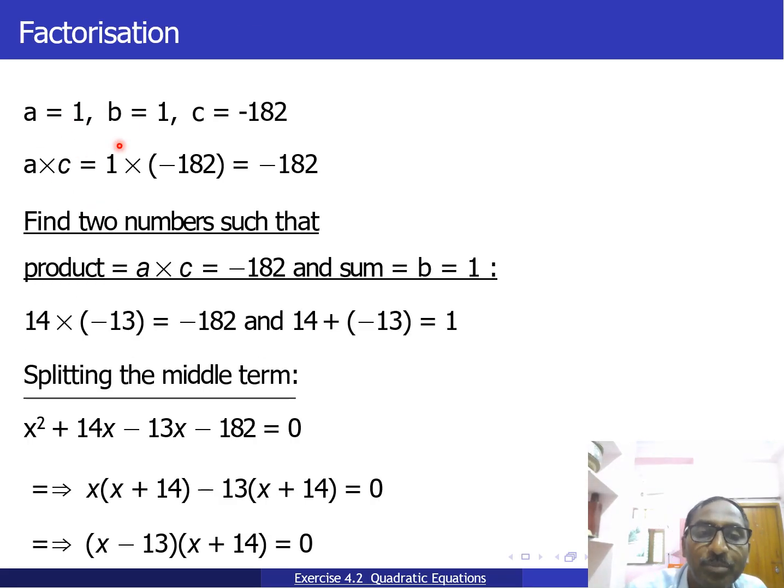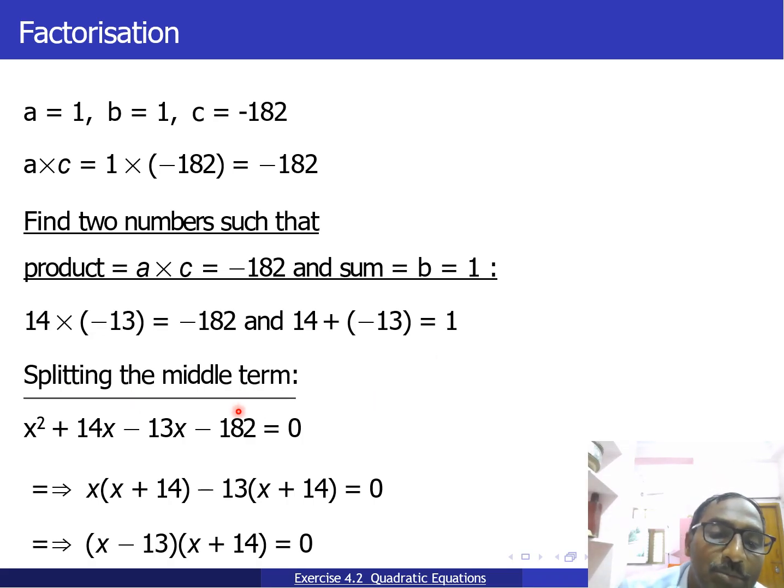So a equal to 1, b equal to 1, c equal to minus 182. A times c gives minus 182. Find two numbers such that the product equals minus 182 and the sum equals 1. So 14 times minus 13 gives minus 182, and 14 plus minus 13 gives 1, which is b.